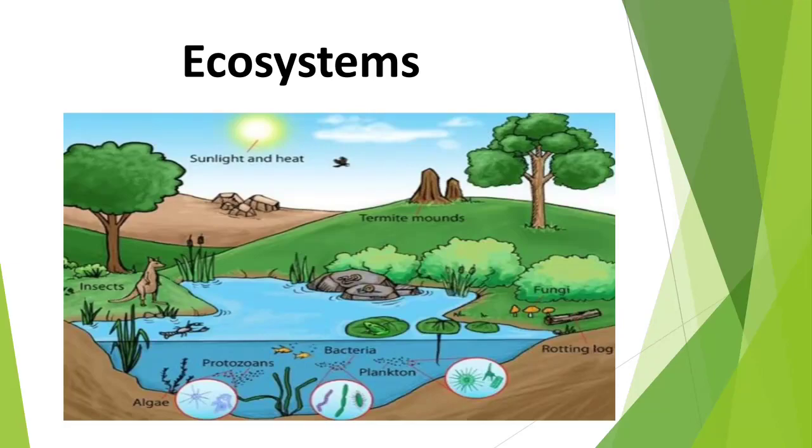My dear students, let's start the third chapter, ecosystems. Before starting this lesson, just look at the figure given here. Here you can see there are a number of plants and a number of aquatic animals like fishes, frog, and some microorganisms like algae, bacteria, protozoans, fungi. Did you get an idea about the ecosystem? Now let's learn about the ecosystem.